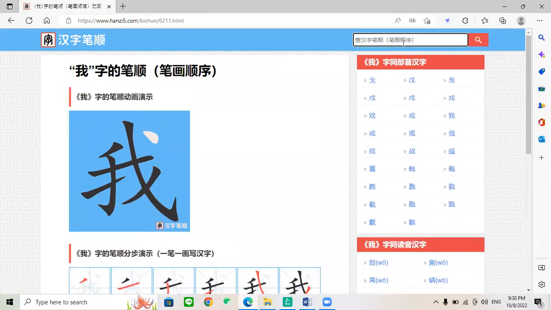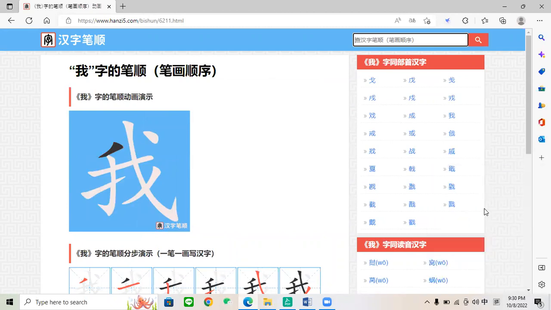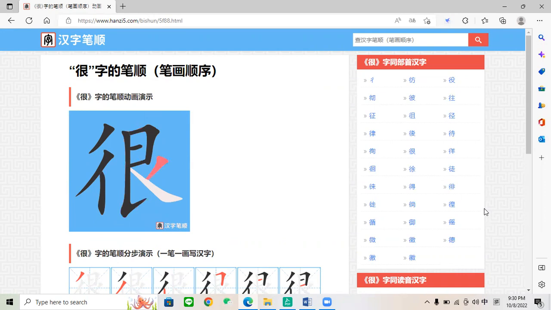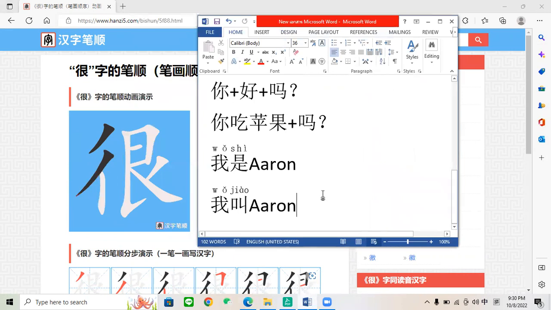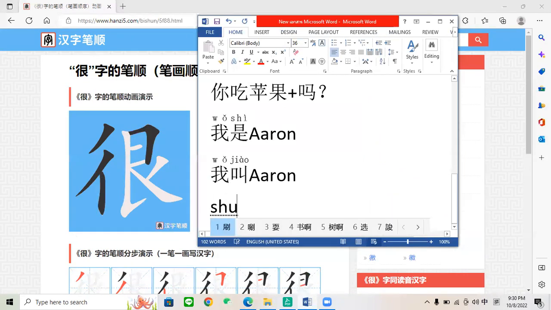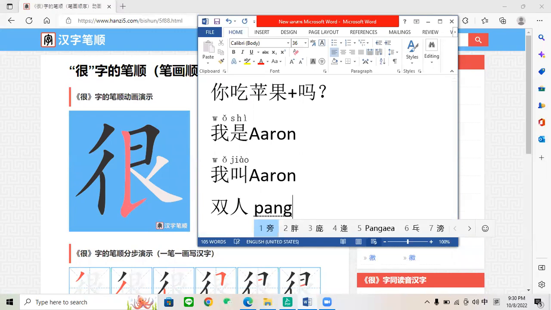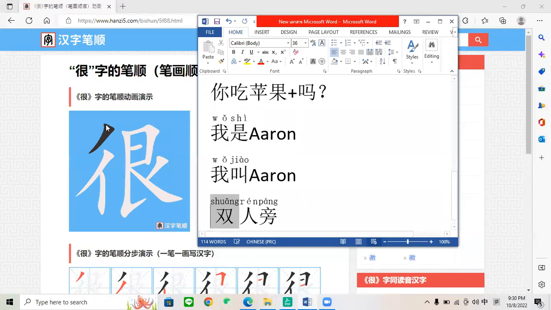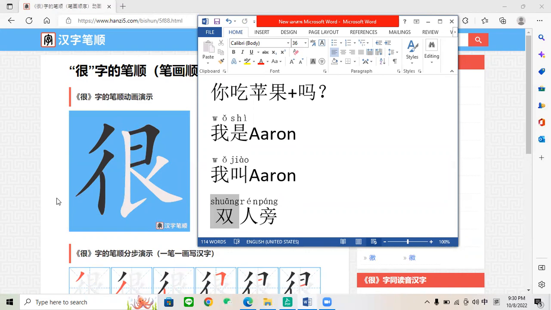And let me explain more about this one. Let me write it down here. Okay. 很. So let's take a look at the radical. The radical is the left component. Left component, we call it this one. In Chinese we say 双人旁. Okay, 双人旁. So this is a radical. Radical of step, 双人旁.